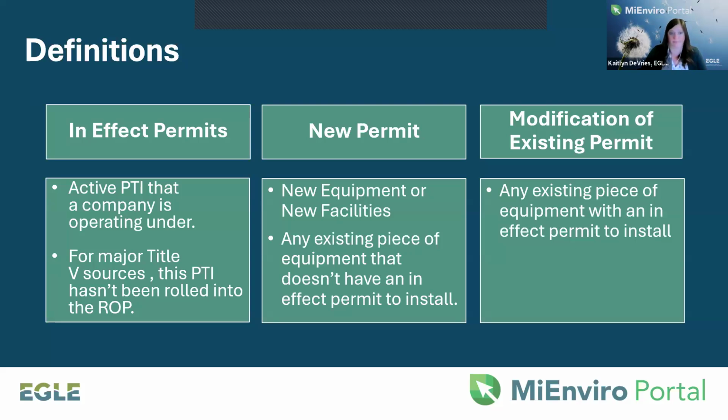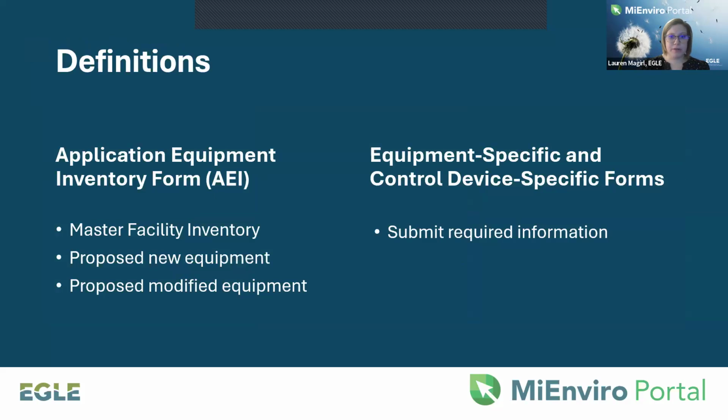So Lauren, back to you. Thank you, Caitlin. We have a couple more definitions that we would like to go over. So we have our application equipment inventory form, or the AEI form. This contains the master facility inventory. If your facility is required to submit annual emissions, this will look very similar to the annual emissions reporting. Again, this form is required to submit a submission package. This form is used to update equipment if it's being modified, or you can also add new equipment that's being a part of the project. Janelle's going to go over this form in more detail in the second half of this training this morning.